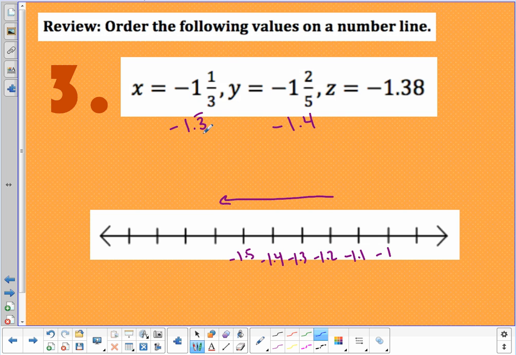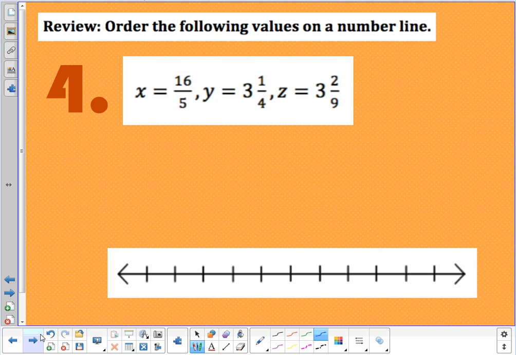X, negative 1.3 repeating. So that's really like negative 1.3333 and so on. So here's the negative 1.30. Here's negative 1.31, 1.32, 1.33, 1.33 repeating is going to be like right in there. That's my X. Y, negative 1.4, is going to be right on this grid line here. That's my Y. And negative 1.38 is really close to that negative 1.4. There's my Z, kind of right in the middle there.